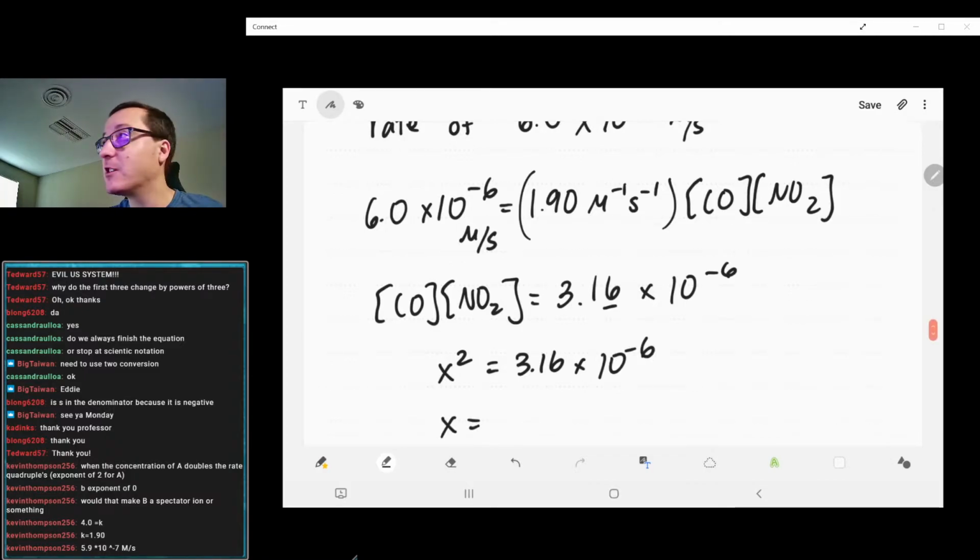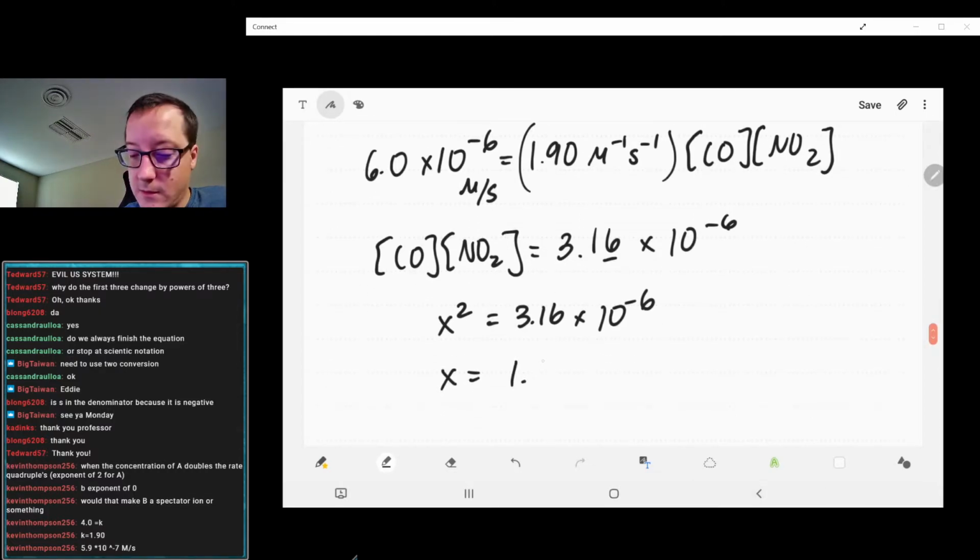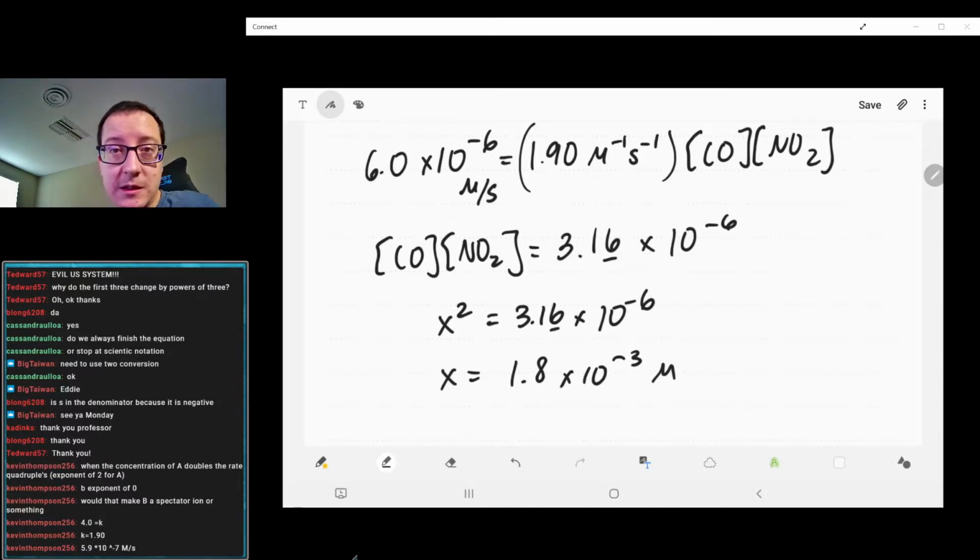So we can find any reaction conditions. So let's see, 3.16 times 10 to the negative 6. We're going to raise this to the half power. Doing that, we get 1.8, we'll say, because we had 2 sig figs, times 10 to the negative 3 molar, so we could have both of them equal that. That would work. Or you can just choose some value for carbon monoxide, figure out what NO2 would be. That would work. So hooray!